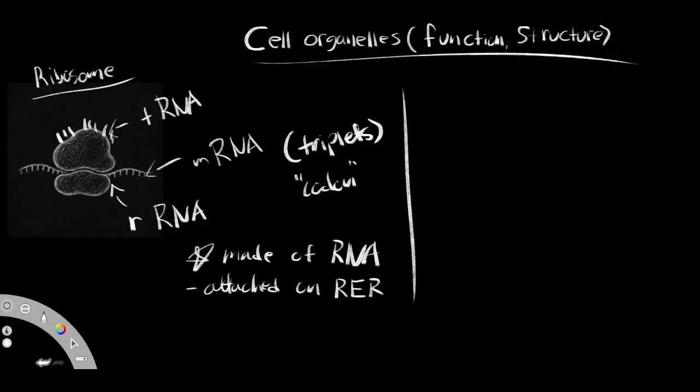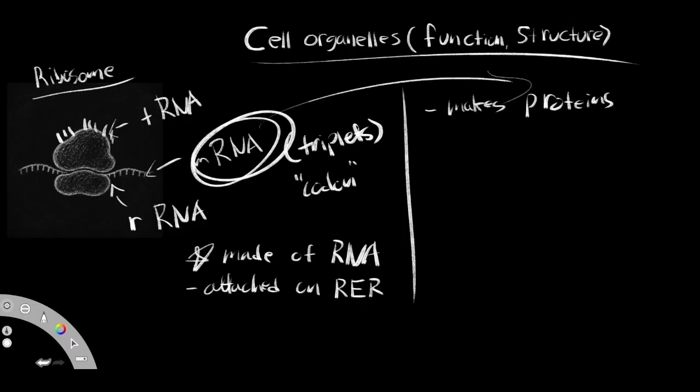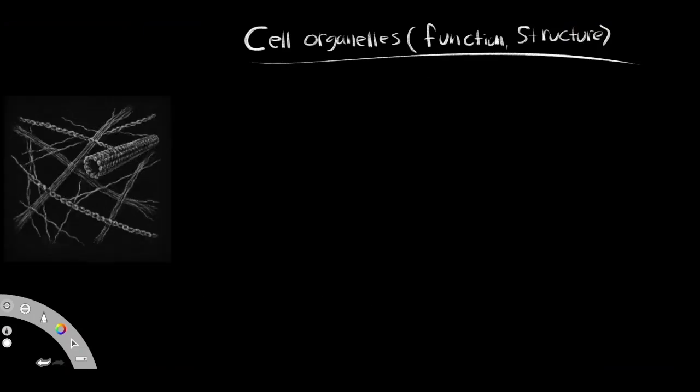Let's get into the functions, right? So like I said, it makes proteins, or synthesizes proteins, again from that mRNA. Using that mRNA helps make that protein. This one, again, is found in both plants and animals. Guess what? The ribosome is actually in archaea and bacteria as well, which is in a completely different domain than plants and animals. Here we have a cytoskeleton.